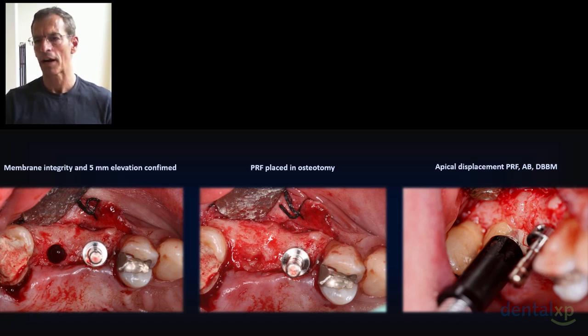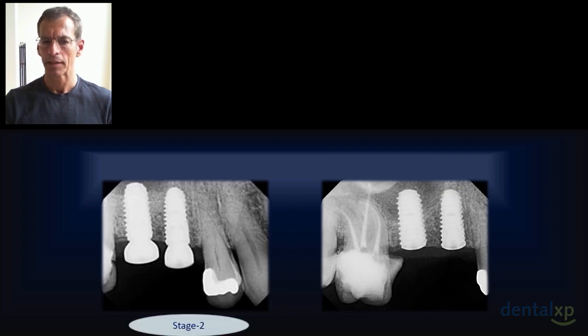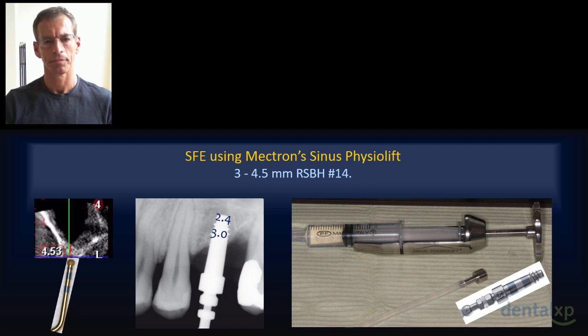I then place platelet-rich fibrin and apically displace my bone graft materials. I place a 5 by 10 millimeter implant at site number 3 and a 4/5 by 10 at number 4, and the patient does quite well with this elevation. I'm not sure that I got much more by utilizing a hydraulic lifter than I could have gotten using my traditional osteotome approach.